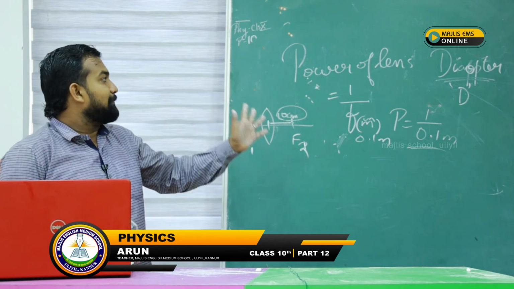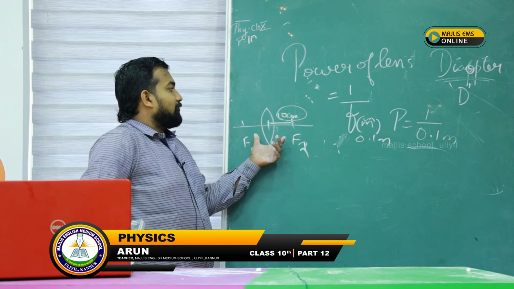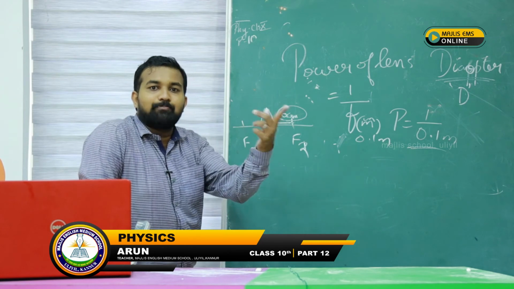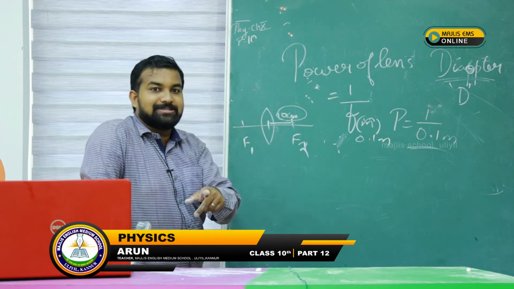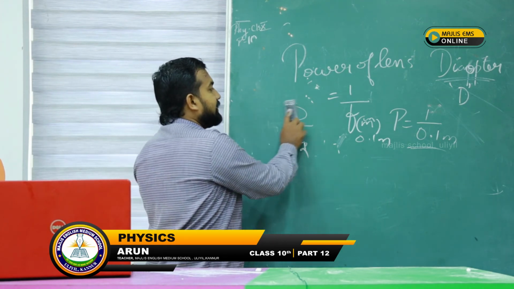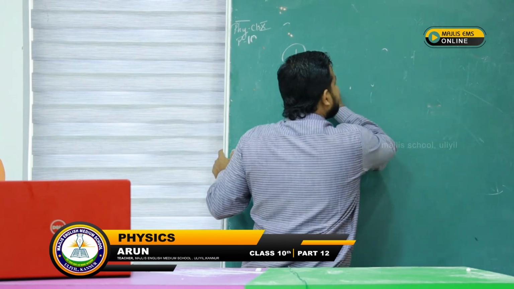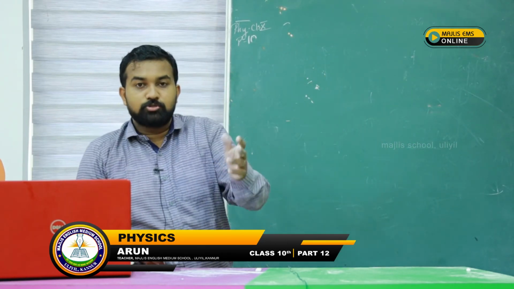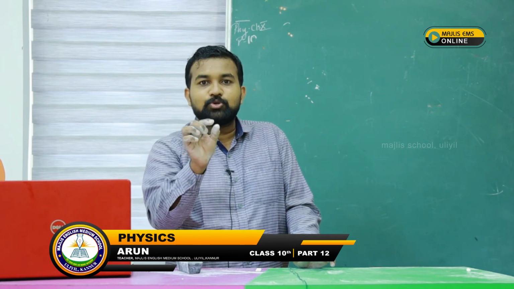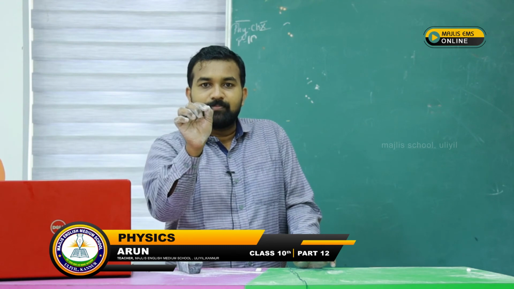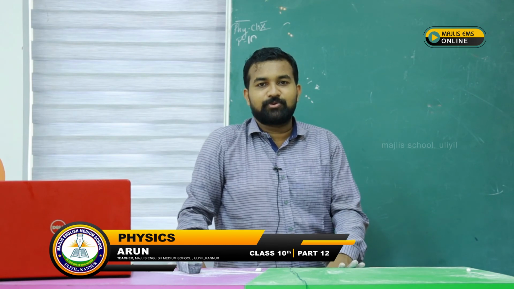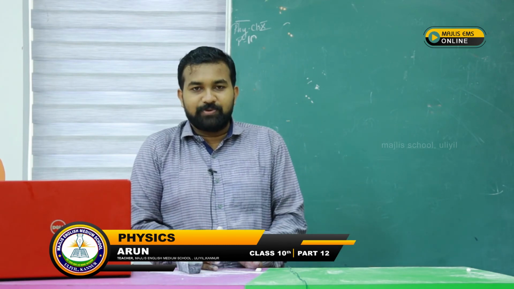The SI unit of the power of the lens is diopter, and whatever the focal length of the lens is, if you take the reciprocal 1 by f, and that f should be in meter, then you will get the power of the lens. And that power is calculated in diopter. If your friends go to the eye specialist, they will be prescribed lenses like minus 0.1 D or plus 2.6 D. That D is this diopter, which we have discussed before. Okay, so these are the important points to be noted down.